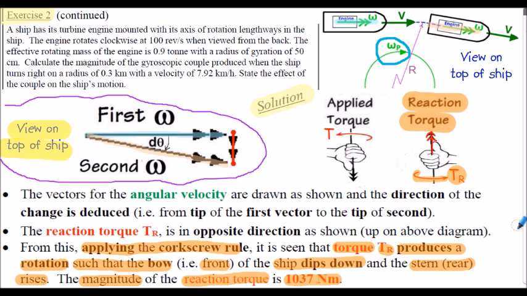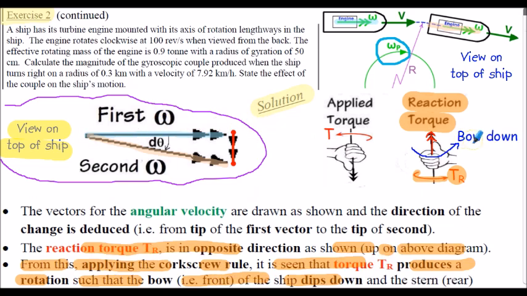Again, I would encourage you to stop the presentation and try and think through the effect of the reaction torque on the ship, bearing in mind that we are considering this vector diagram viewed from the top of the ship. So the effect of the reaction torque is bow down.